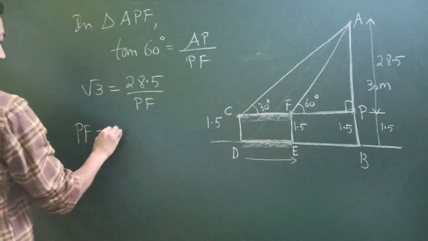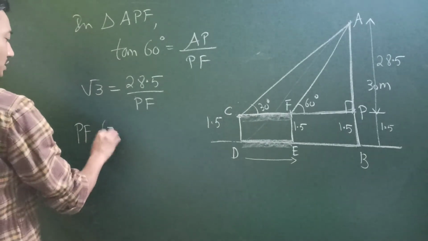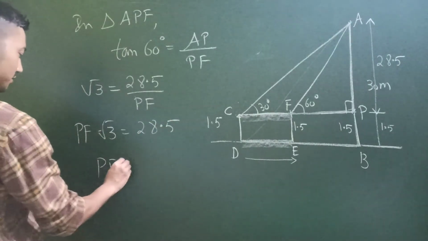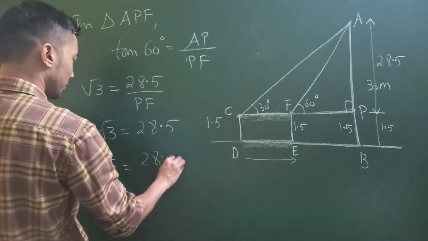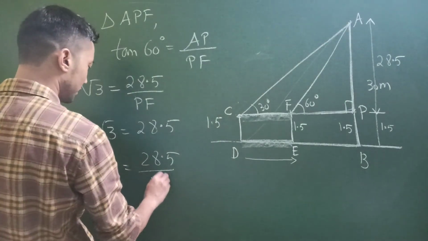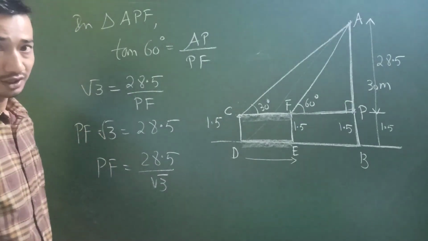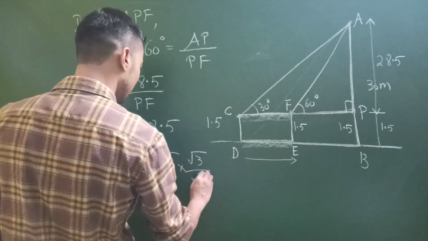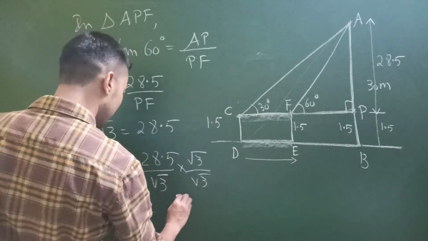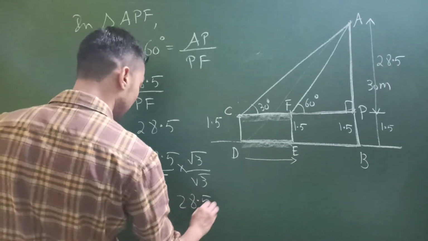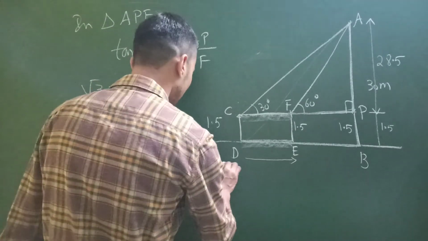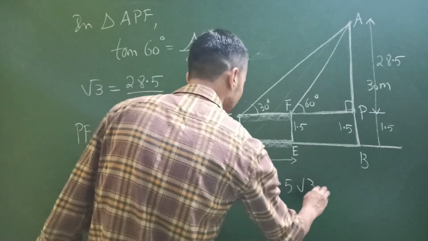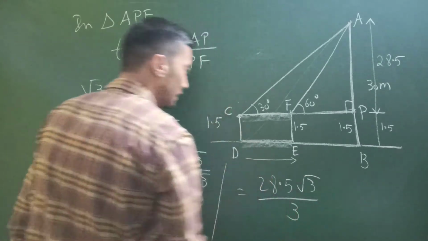So PF into root 3 equals 28.5. So PF will be 28.5 upon root 3. Alright, we can factorize this. Let's see, root 3. So I'll just write here, 28.5 root 3 upon 3.